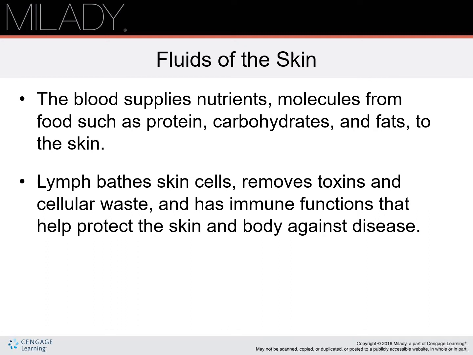Then we have lymph. Lymph is a clear fluid of the body that bathes the skin cells. It removes toxins and waste and has immune functions that help protect the skin and the body against disease.